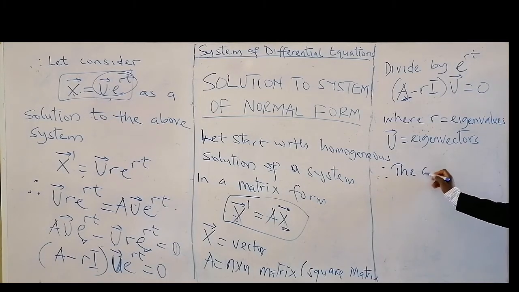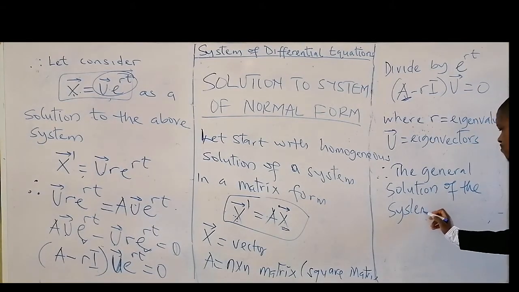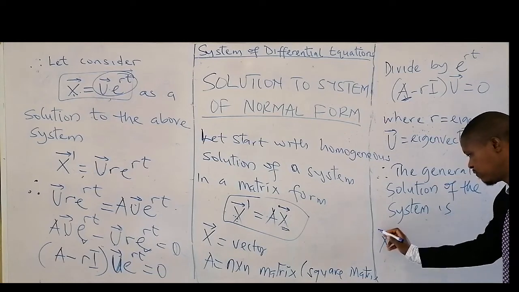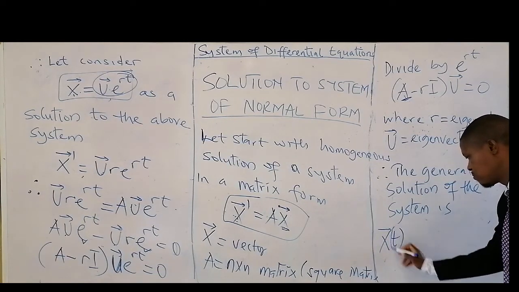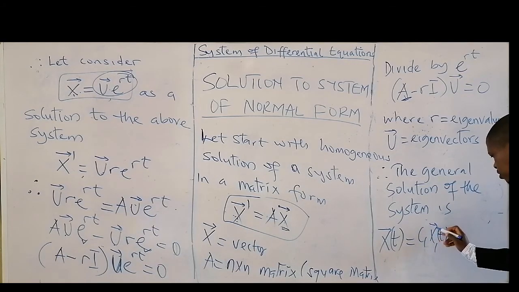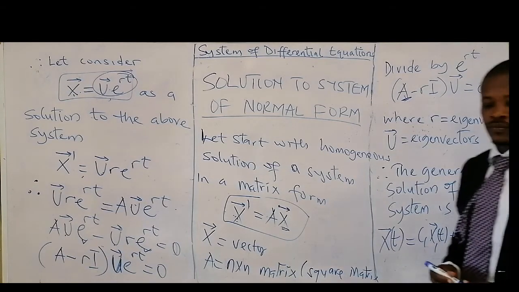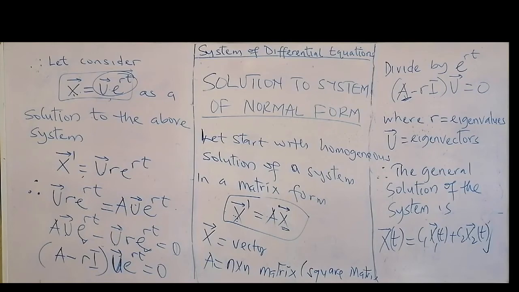Okay, then what we need to note now is the general solution of the system is this, the vector as a function of t equal to c1 x1 as a function of t, this is also a vector, then plus c2 x2 as a function of t. Okay, so that's the general solution.